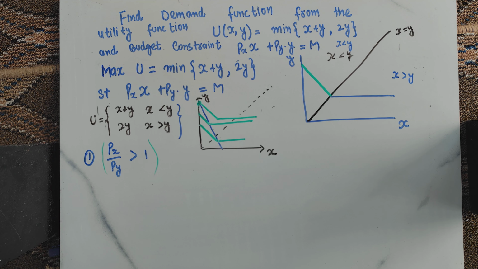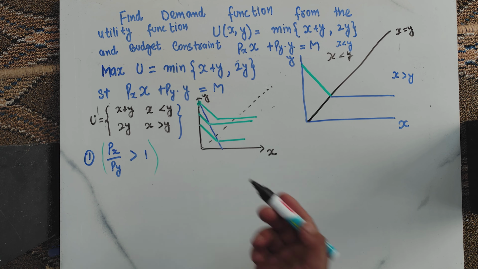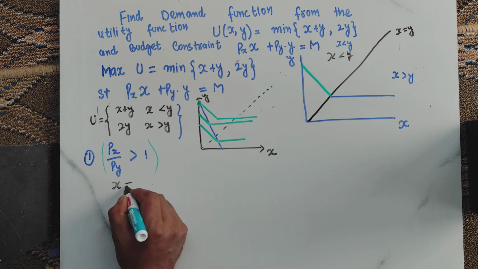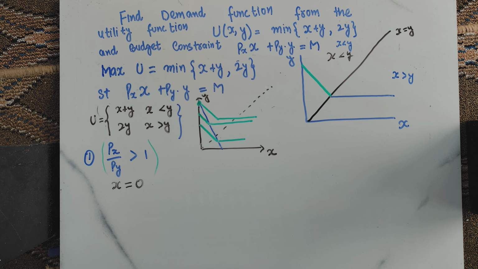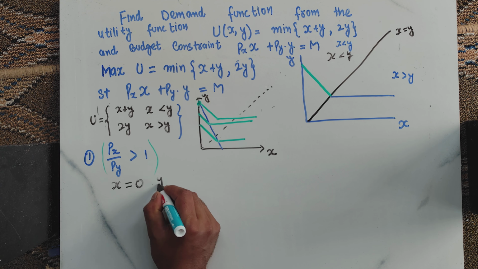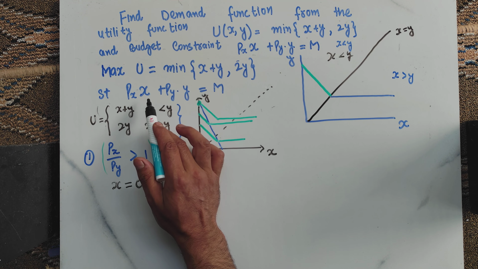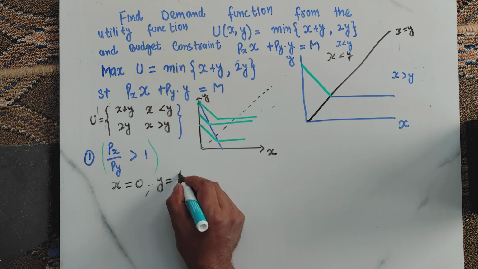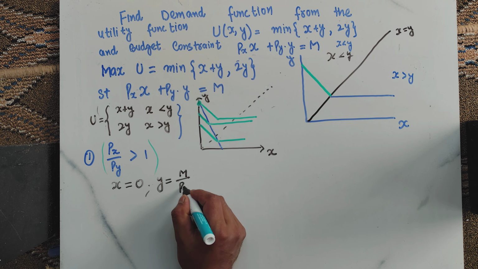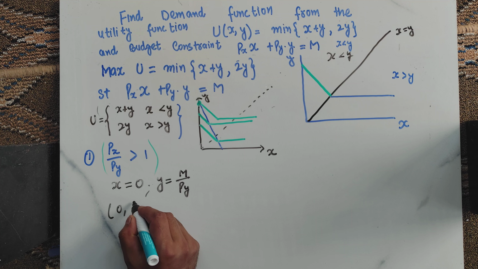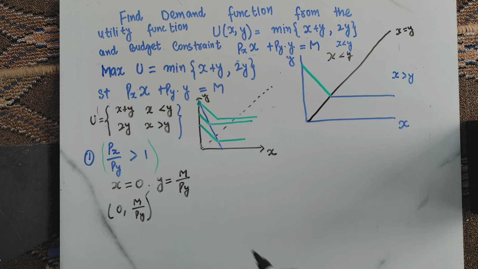So what will be the optimal point here? The consumer will consume 0 units of good x and all units of y. So what will y be then? If x is equal to 0, y will be equal to m upon py. So the optimal point will be (0, m/py), and the consumer will consume all units of good y. Okay, this is one case.